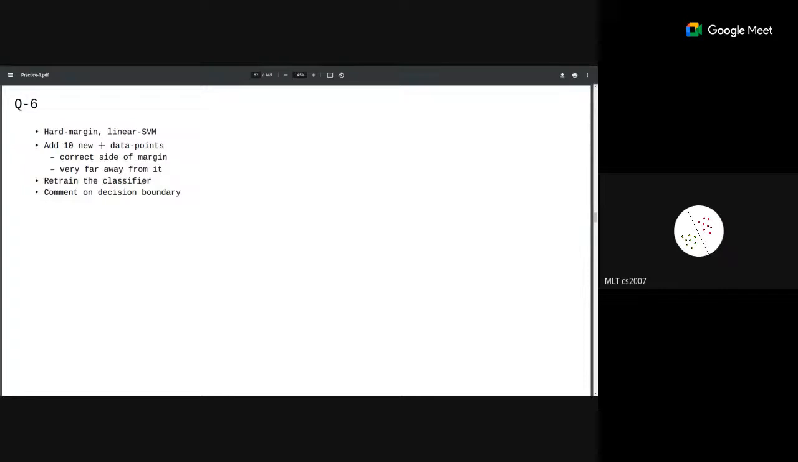So now we'll go back to SVM, because SVMs are anyway occupying 2 weeks. We have a hard margin linear SVM, right? Now let's say there are 100 data points, 50 in one class, 50 in the other class. Now you're adding 10 new data points to it, positive data points, and they are all lying on the correct side of the margin, but they are placed very far away from the margin. So that's the situation.